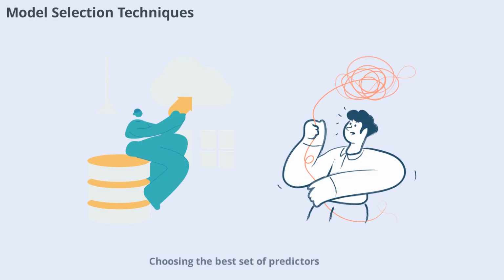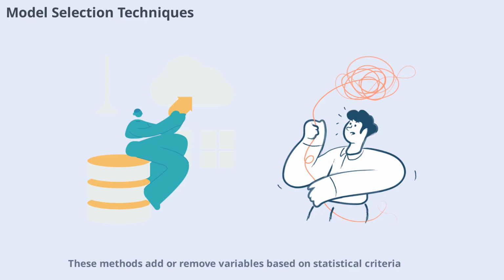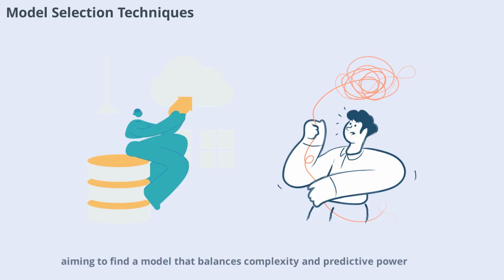Using the best set of predictors for your regression model can be challenging. Model selection techniques like forward selection, backward elimination, and stepwise selection help automate this process. These methods add or remove variables based on statistical criteria, aiming to find a model that balances complexity and predictive power. Always validate your final model using new data or cross-validation.